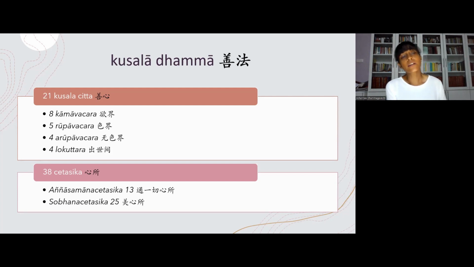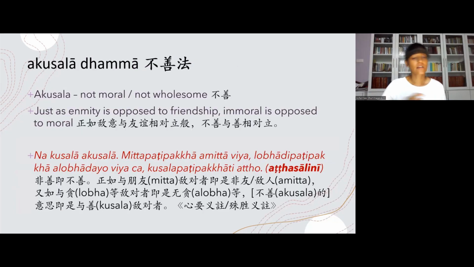So the 21 Kusala Chittas are the 8 Kamavachara, the 5 Rupavachara, the 4 Arupavachara, and the 4 Lokuttara. And the 38 Cetasikas are the 13 Anyasamana Cetasika, which is the first group of the mental factors, and 25 Sobana Cetasika, the beautiful mental factors. So that was all about the Kusala Dhamma.